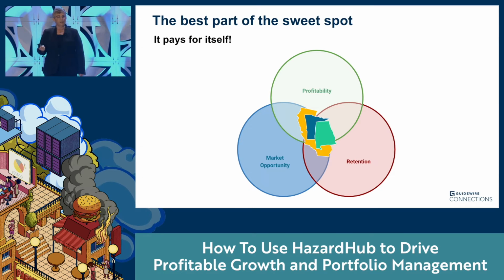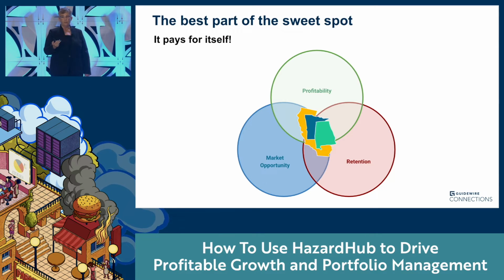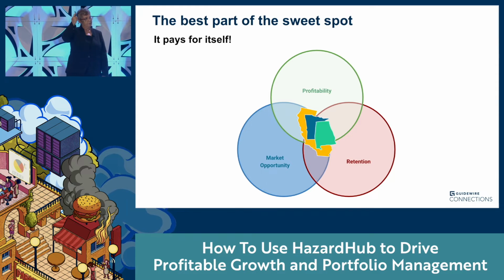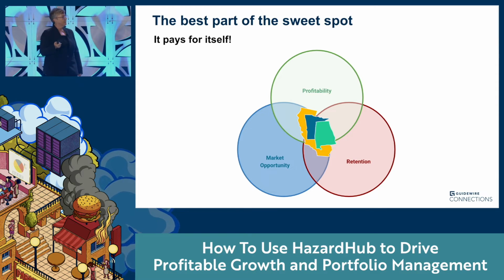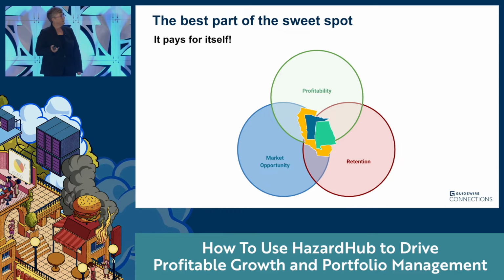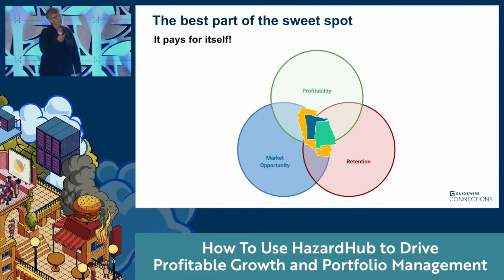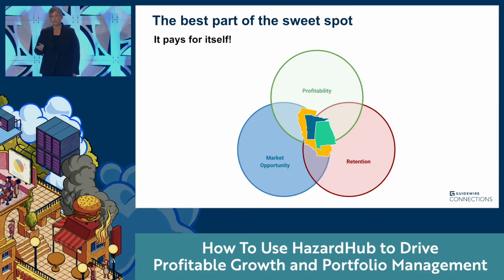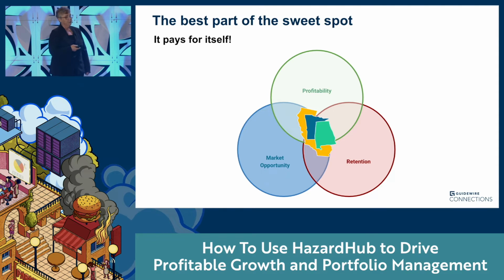So in summary, we talked about 3 states, Minnesota, Alabama, California. We moved Minnesota from the profitability circle into the sweet spot by improving retention and new business. We moved Alabama by improving the market opportunity and the profitability with a split deductible. And we moved California by using a multi-model approach to identify risks that could be written profitably with our current rates.